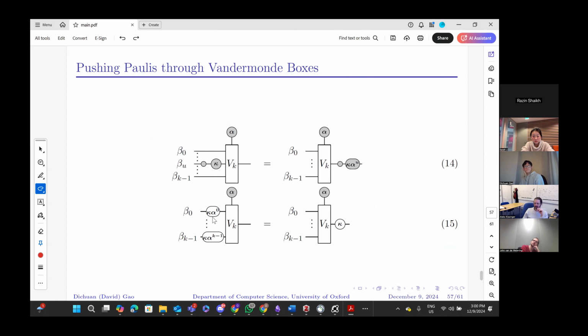In what sense is this a CSS code? Does it give you the X type operators separately from the Z type operators, or what? It should. I haven't thought about this carefully enough, but Gottesman says this is a CSS code because obviously it has the form of a CSS code. Okay.